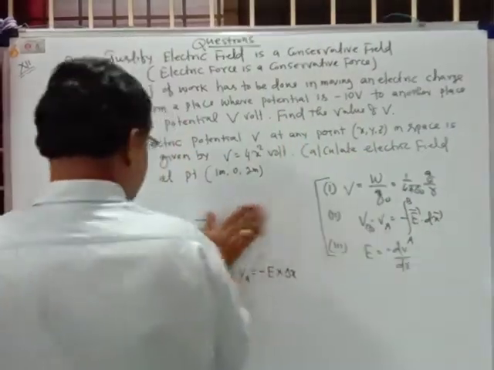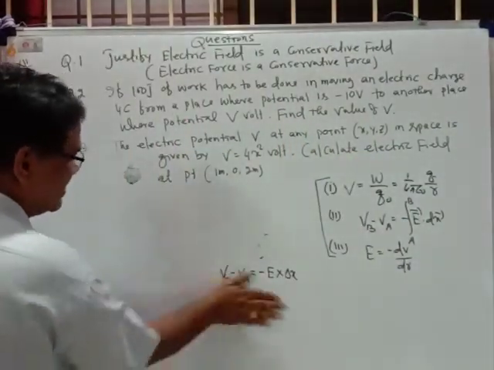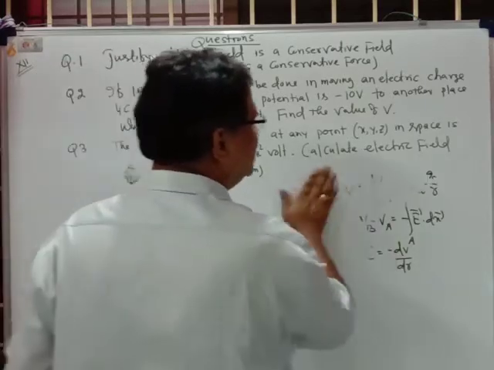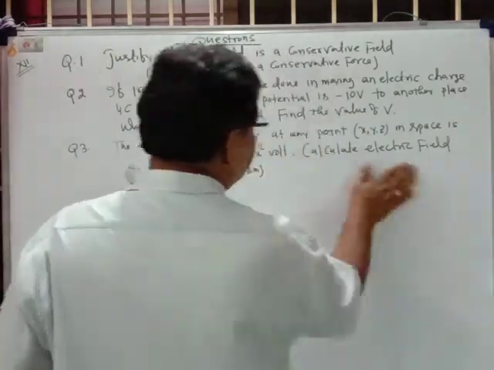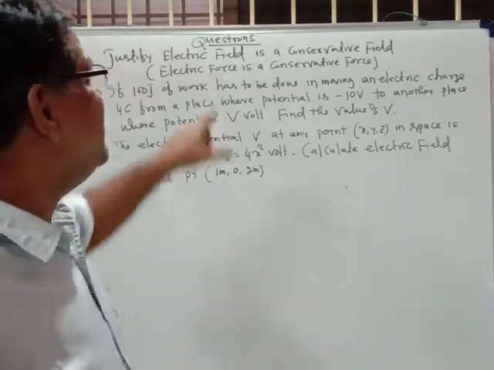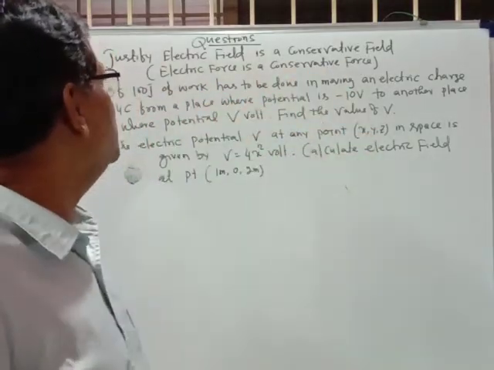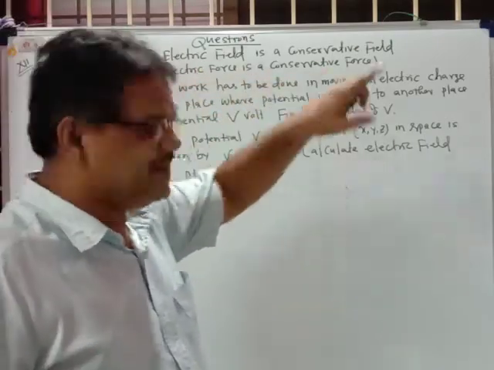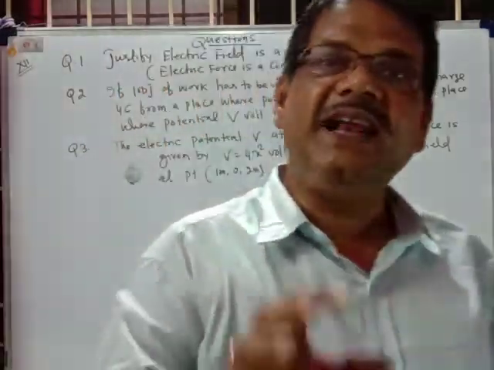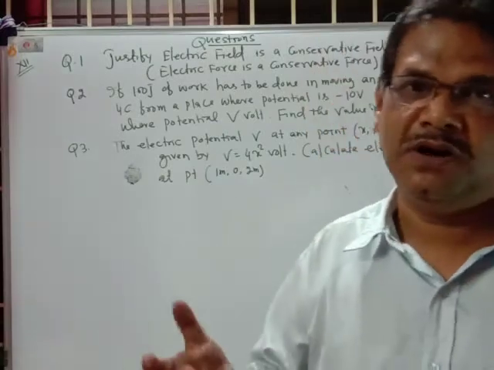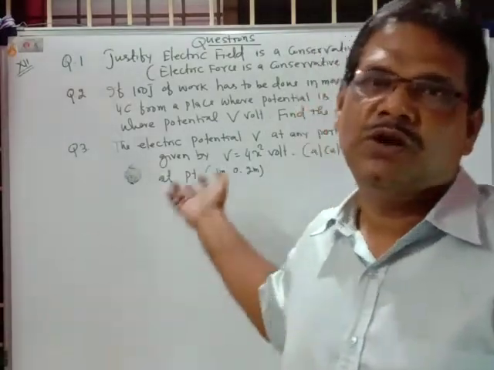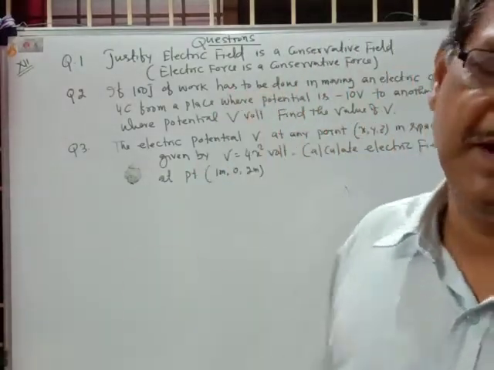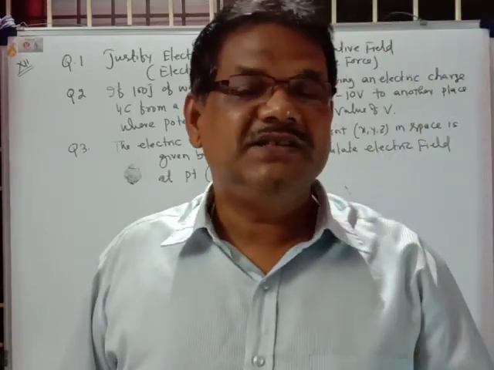क्वेश्चन नंबर 1, देखो क्या बता रहे हैं. Question number 1: justify that electric field is a conservative force. और क्वेश्चन आ सकता है, electric force is a conservative force. Justify electric field is a conservative force. If you do not know the meaning of the conservative force, it is not possible to answer this question. What is the meaning of conservative force?